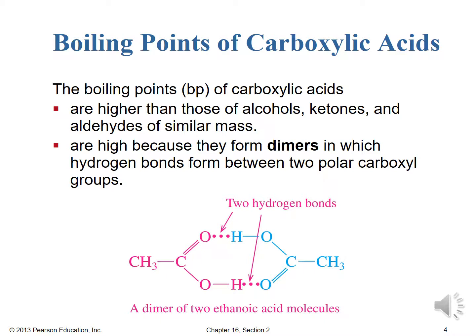In particular, you get high boiling points because the carboxylic acids can form dimers, where they are perfectly made to complement each other's hydrogen bonds between those two polar carboxyl groups. And we see here a picture of one of those dimers where we have two ethanoic acid or acetic acid molecules, as they're more commonly known.